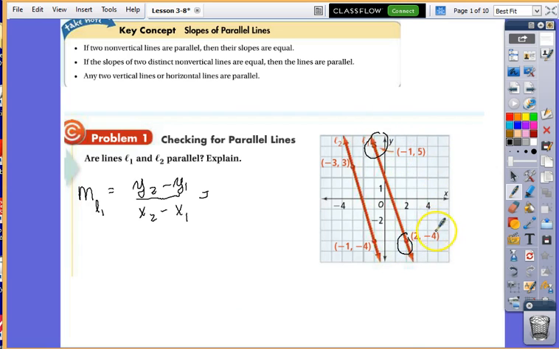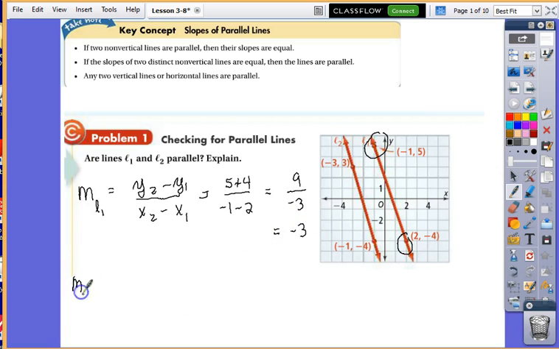I'm going to do 5 minus a negative 4, which would be 5 plus 4, and I'm going to put that over negative 1 minus 2. So 5 plus 4 is 9. Negative 1 minus 2 is negative 3. So when I simplify that slope, I come up with negative 3.